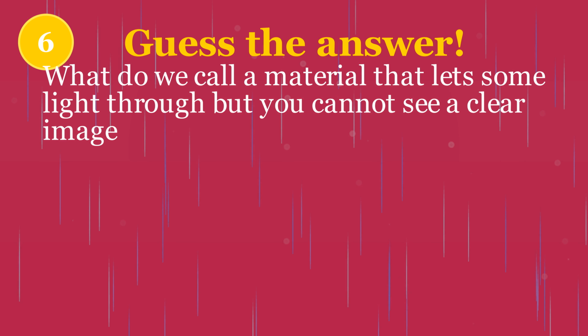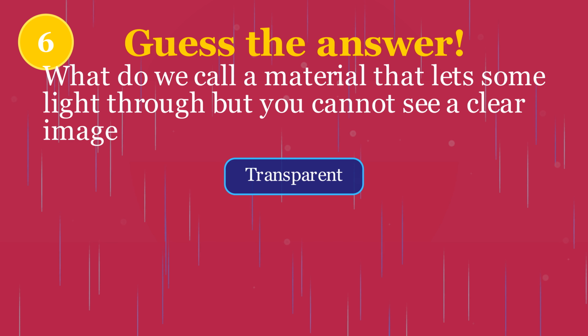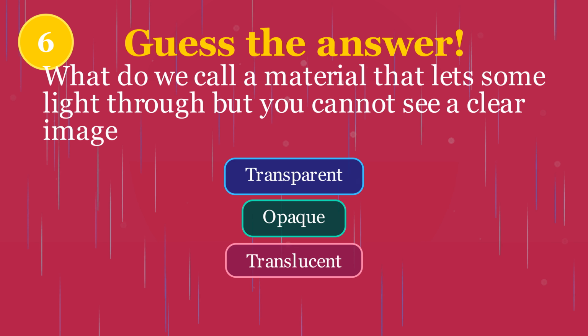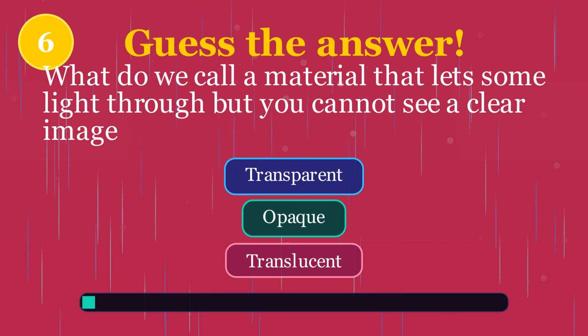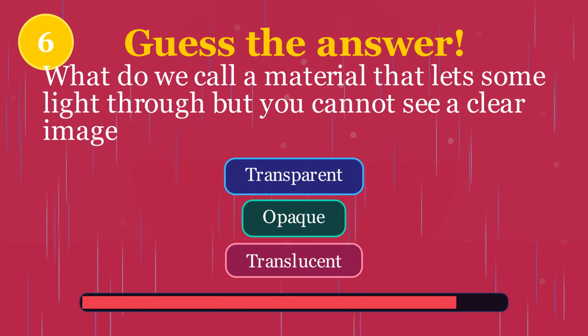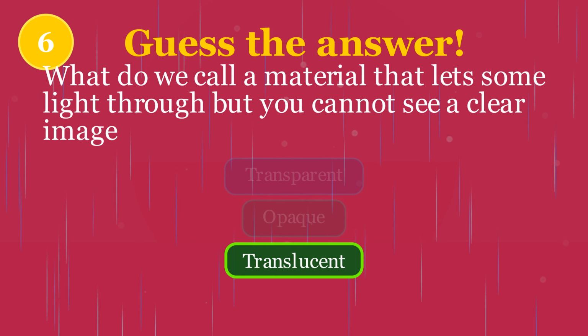What do we call a material that lets some light through but you cannot see a clear image? Transparent, opaque, translucent. The correct answer is translucent.